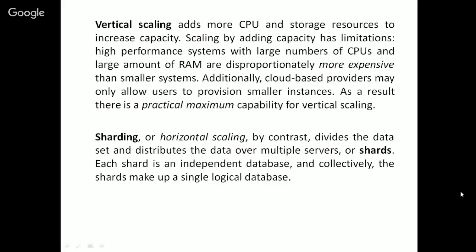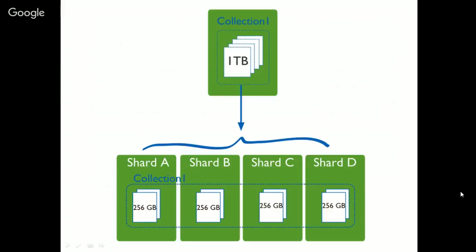Sharding can simply be considered as horizontal scaling. You can see this from this diagram. There is a collection of 1 terabyte with different documents. Now we want to process 1 terabyte of data in 1 second, or in 1 microsecond. How is it possible?